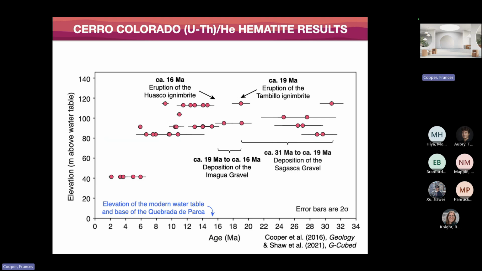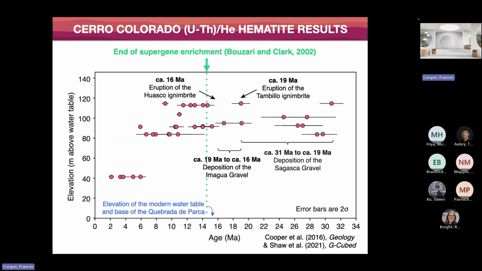But things then start to change, and of course, depending on your interpretation of this rather messy data set, roughly about 11 or 12 Ma, we start to see a change, a decrease in the precipitation of the hematite downwards, and that trajectory downwards roughly coincides with zero age, which is coincident with the elevation of the modern water table and the base of the Quebrada de Parca. So this is plotted relative to the modern water table, and the modern water table is being controlled by that canyon.